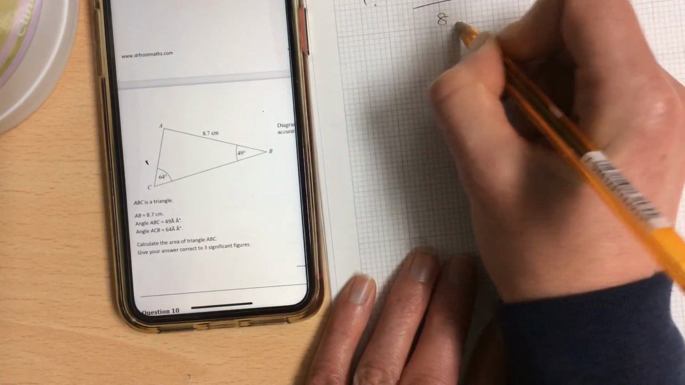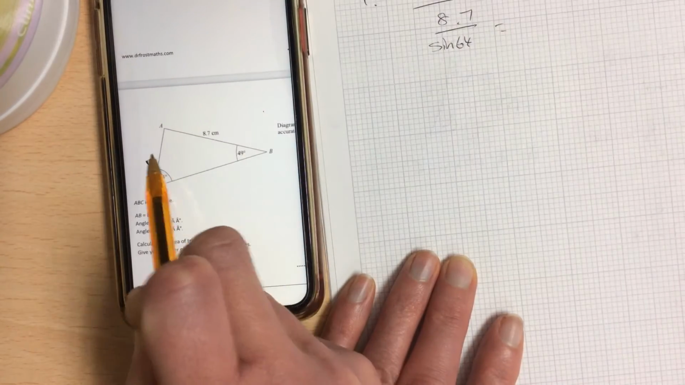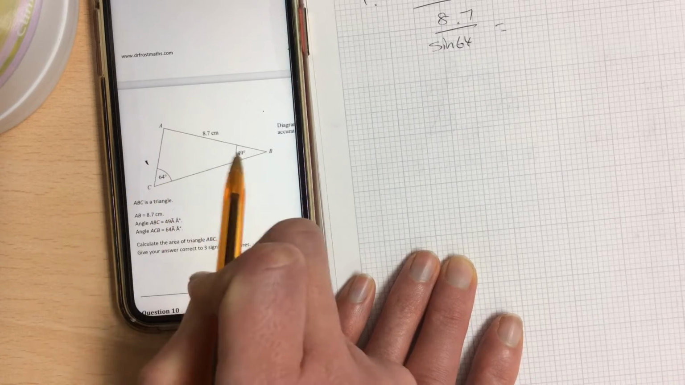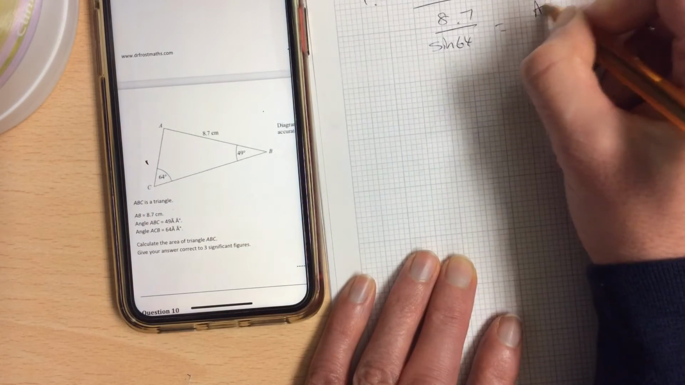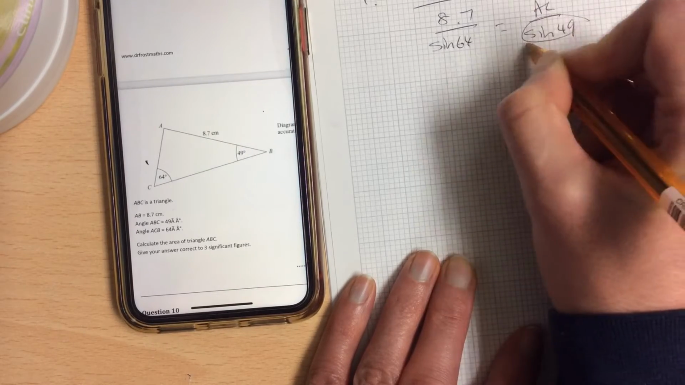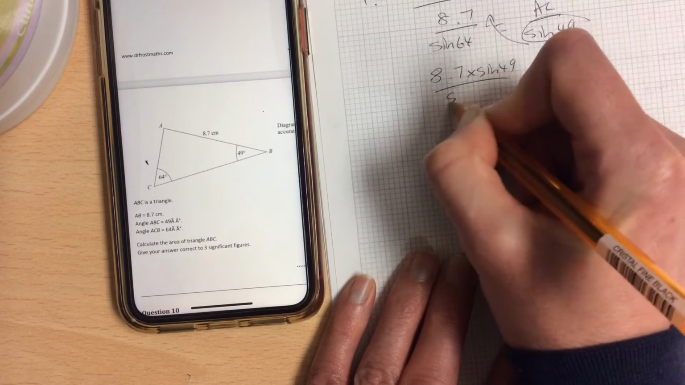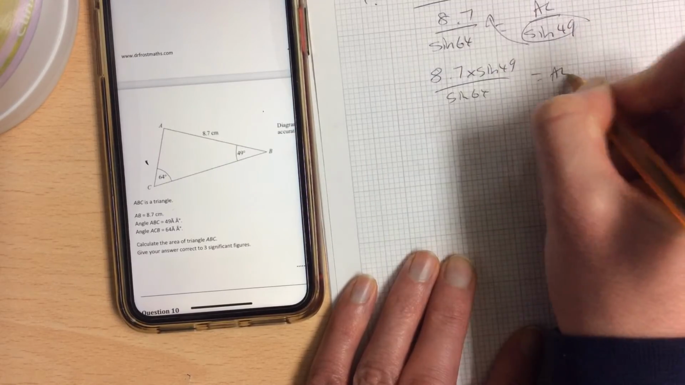So take a side and put it over sine the opposite angle. Now I'm going to pick another side. It's going to be this one because it's opposite that angle. So I'll go for AC over sine 49. You want AC on its own. Bring this up and times over sine 64 equals AC.